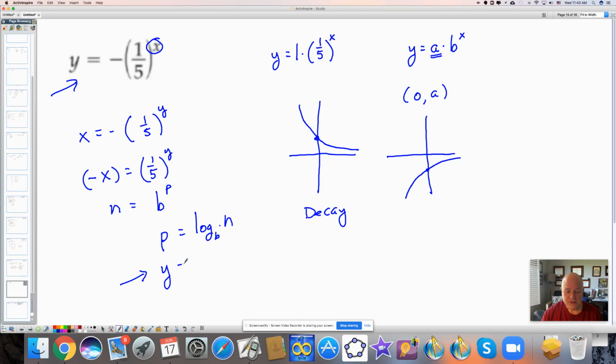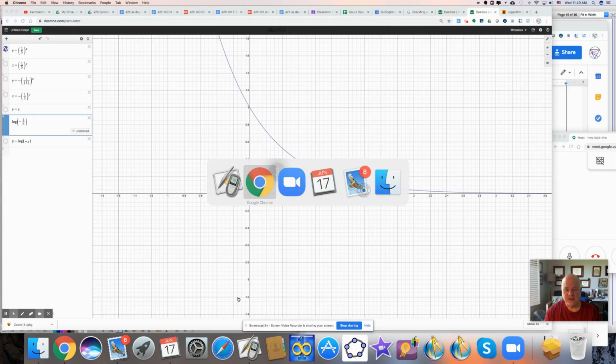y is equal to log of base 1/5 of negative x. And this threw me for a loop, because you can't have a log of a negative number, but you can have the log of a negative x. And let me show you what this looks like on a graph.